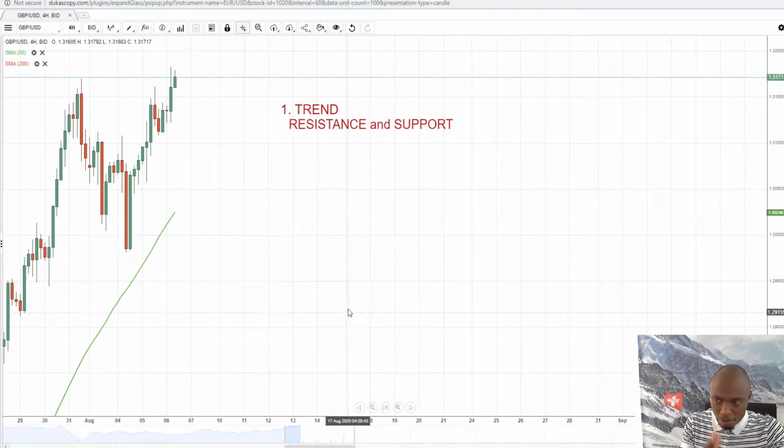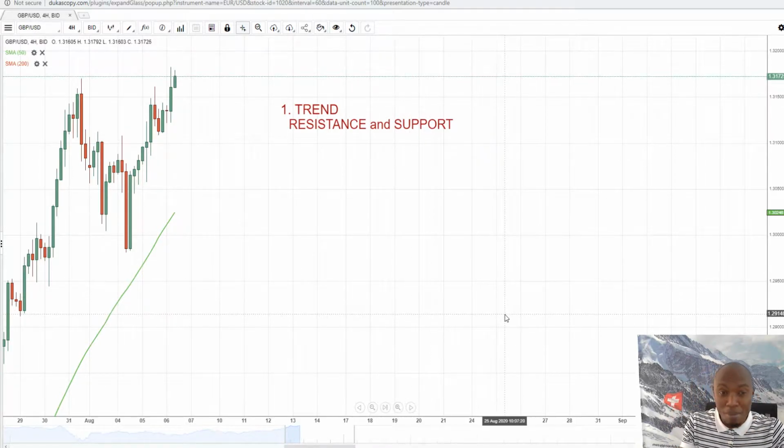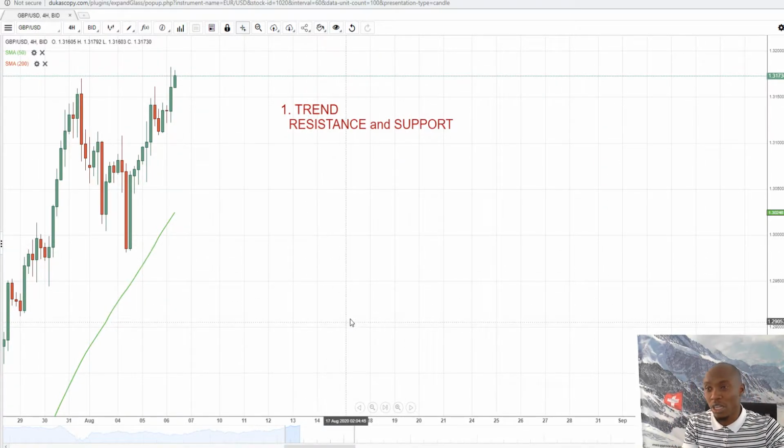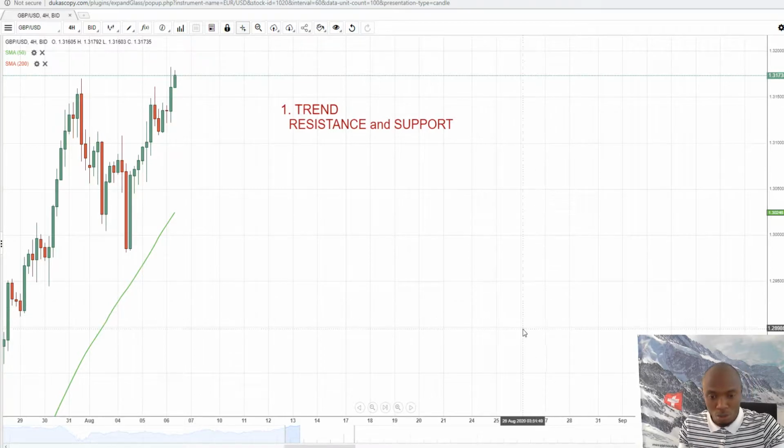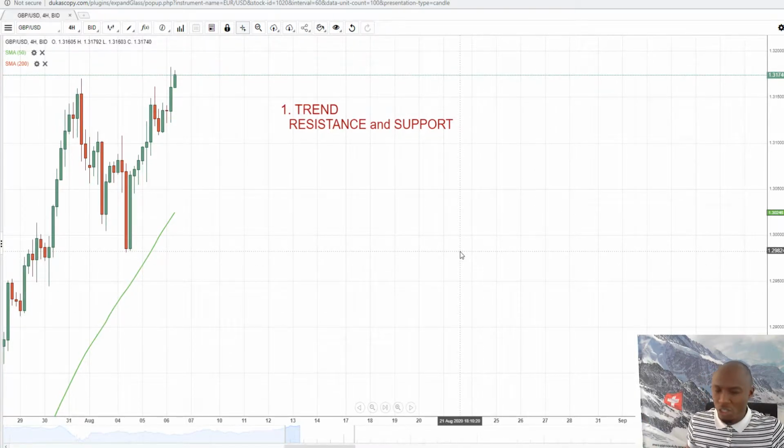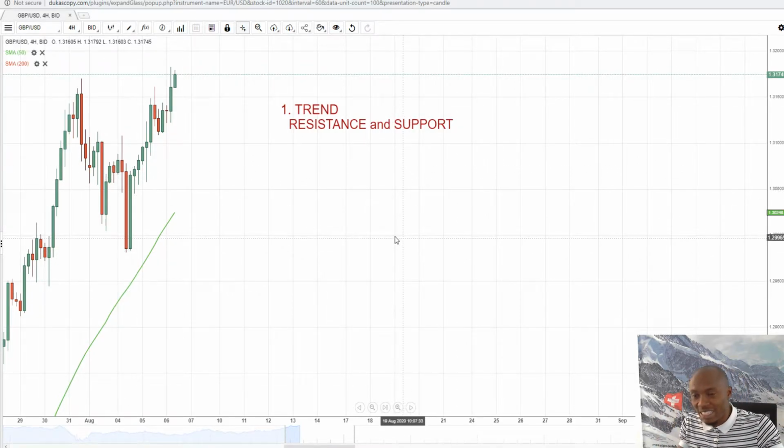So let me explain for you. You need to identify your resistance and you need to identify your support. It does not really matter which time frame you are using. How can you identify the resistance and support? And what is the advice? You don't need to start buying when price is approaching a resistance, and you don't need to start selling when price is approaching a support. You don't need to do that.